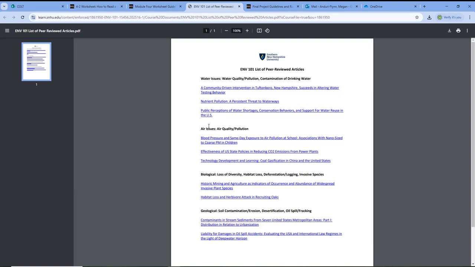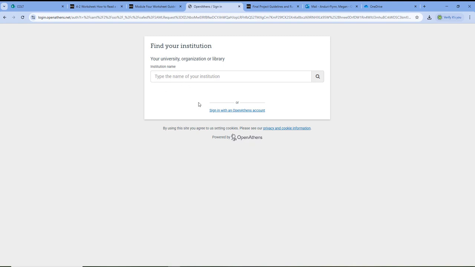Okay, so if I open up one of them, like for example, habitat loss and herbivore attack on recruiting oaks, it will open this, okay, in which case you just have to type in Southern New Hampshire.